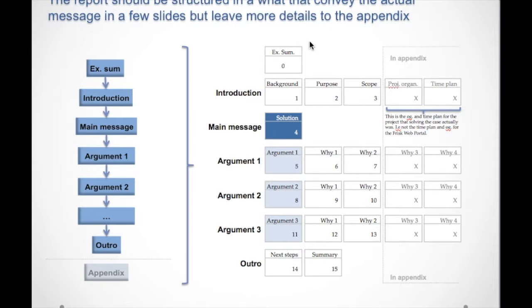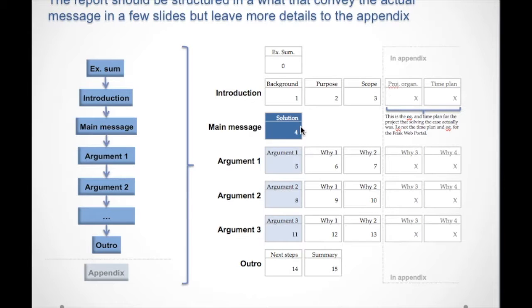You start with the executive summary, which is 1 slide. Then you have the introduction. You have a background slide, a pep slide, or a scope slide. And if this is a project that you're presenting, you leave some things to the appendix that you don't include. I'm not saying that you need project organization and time plan in this setting, but those would be examples of things that are put in the appendix.